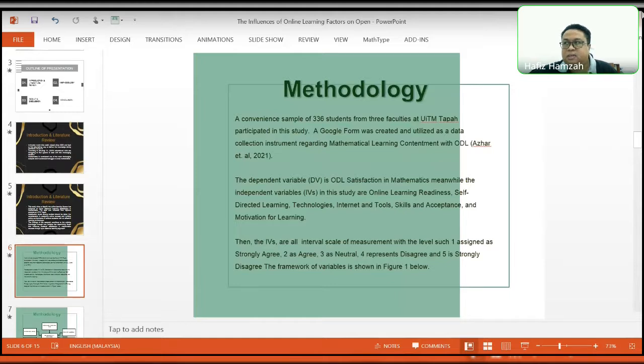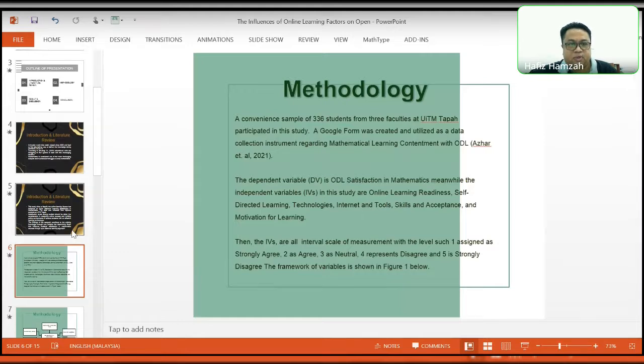Okay, so here the dependent variable is the ODL satisfaction. Meanwhile, the independent variables in the study are online learning readiness, self-directed learning, technologies, internet and tools, skills and acceptance, and also motivation for learning. Okay, for the independent variables, all are in interval scale measurement with level 1 assigned as strongly agree, 2 as agree, 3 as neutral, 4 disagree, and 5 is strongly disagree.